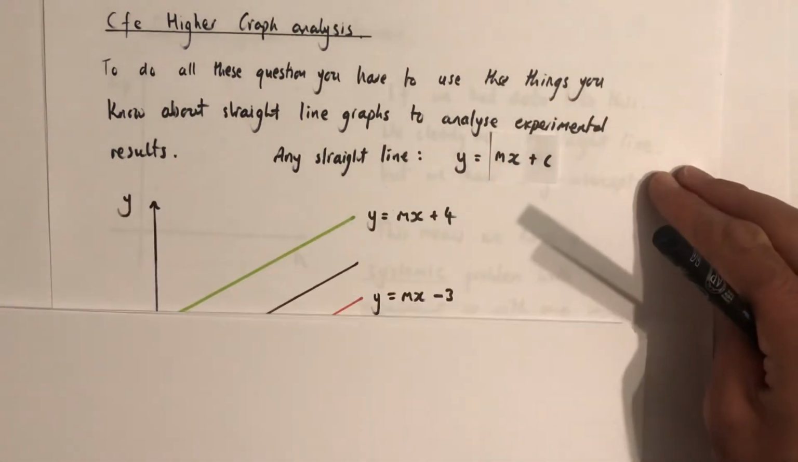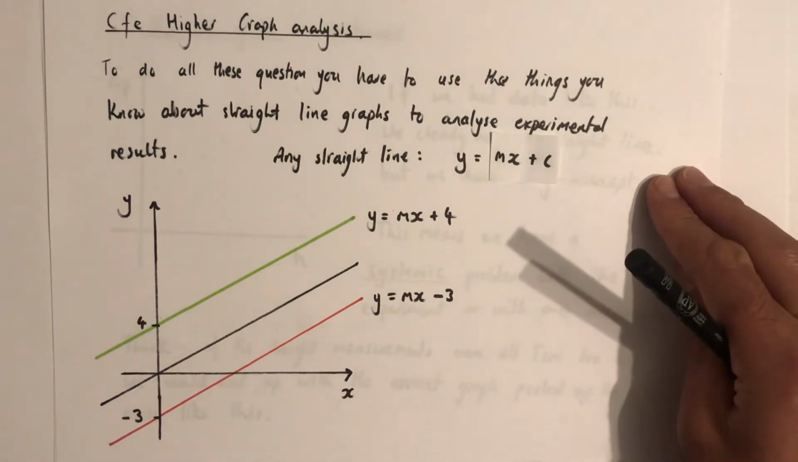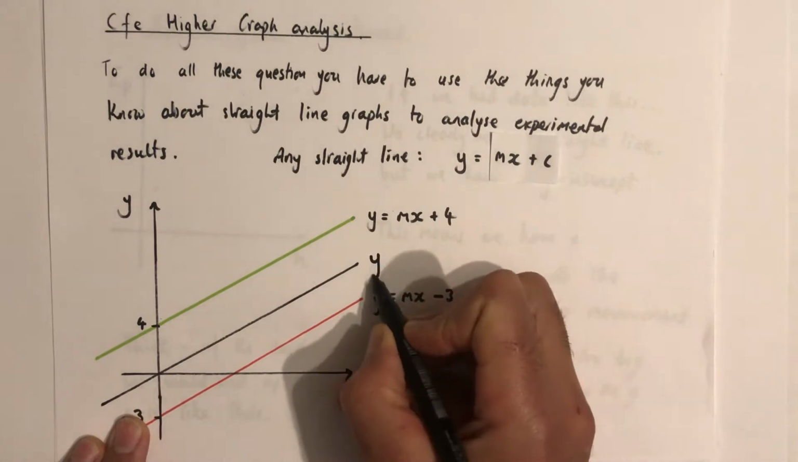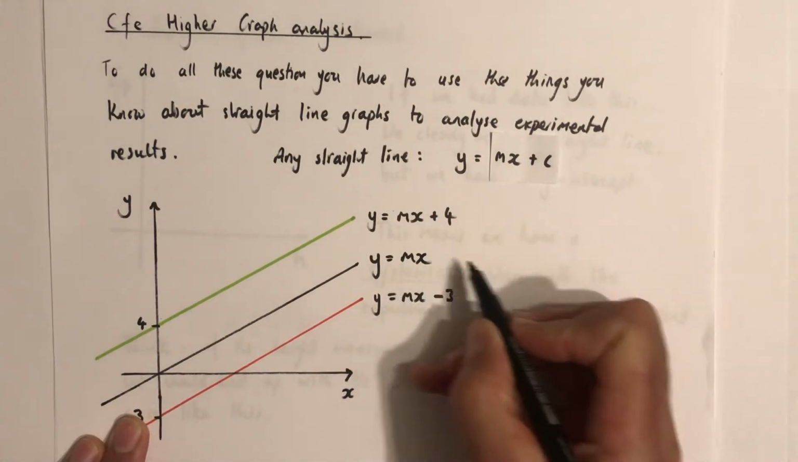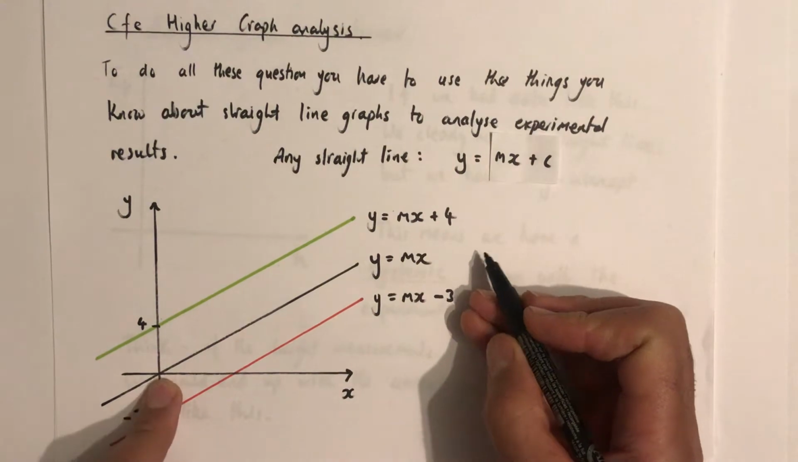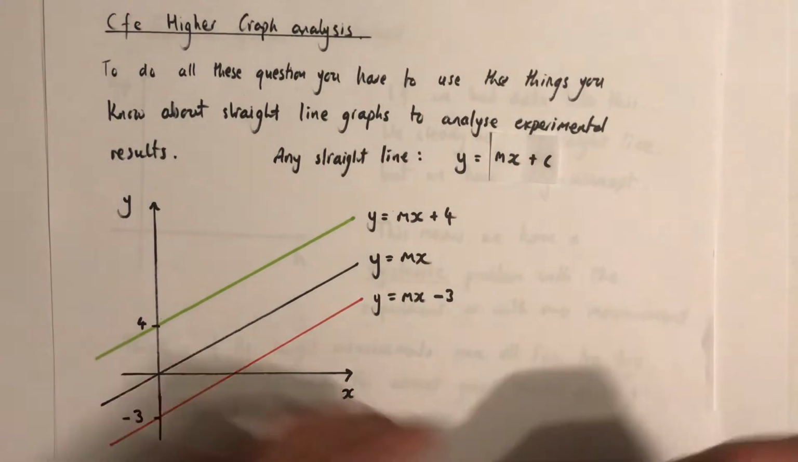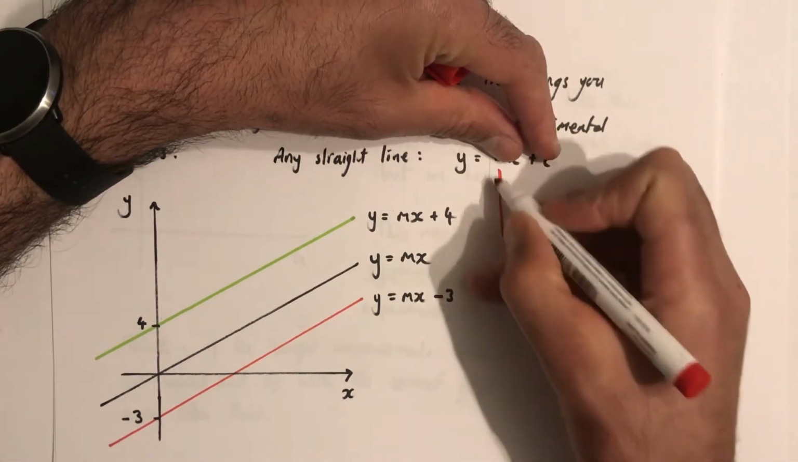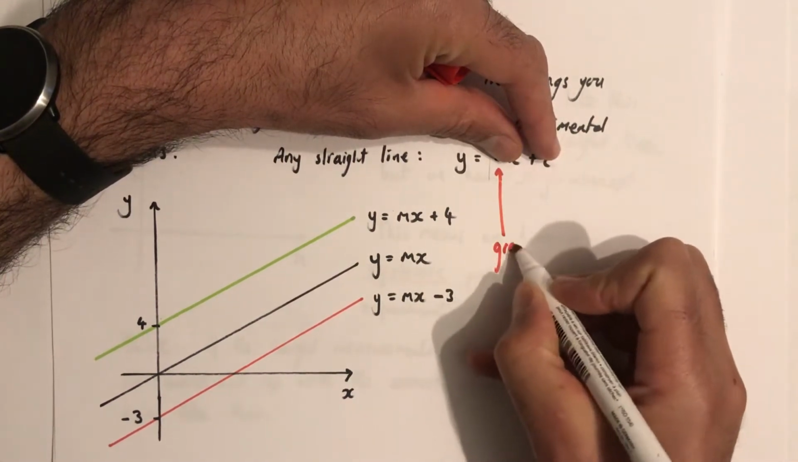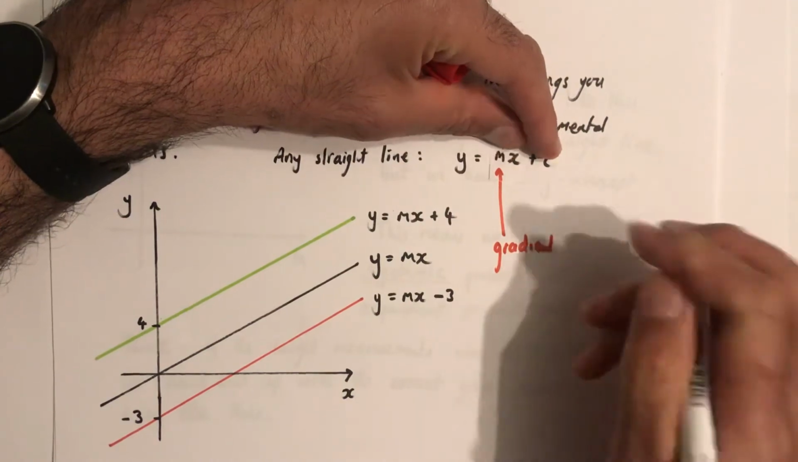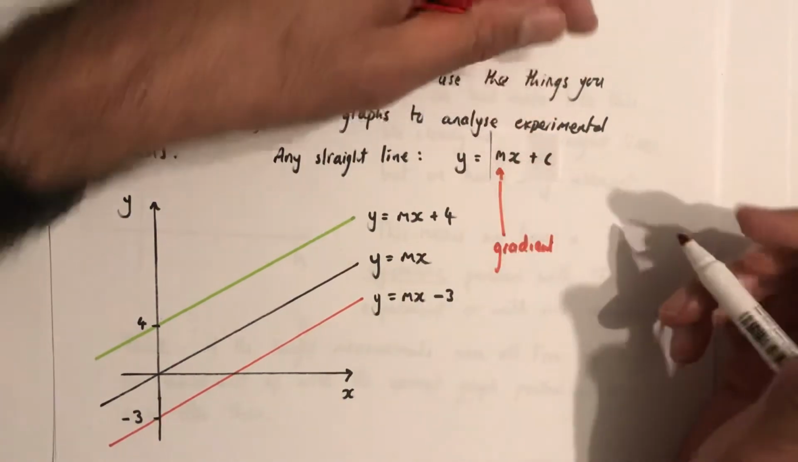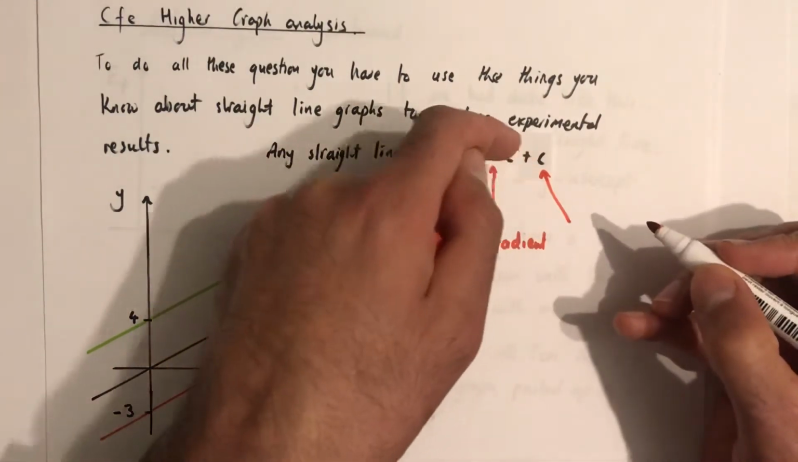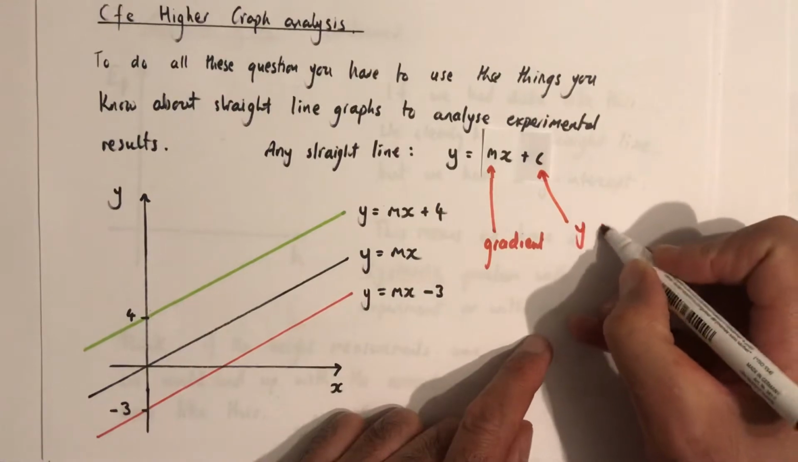And I'm assuming you've done this in maths for years and years. So here's my first graph, the black line, that is y equals mx. In this case, because it passes through the origin, there's no y-intercept. And I'm assuming, because the maths people have taught you so successfully, that whatever letter is in front of the x, whether it's m or another letter, that's the gradient. And this c value is the y-axis intercept.